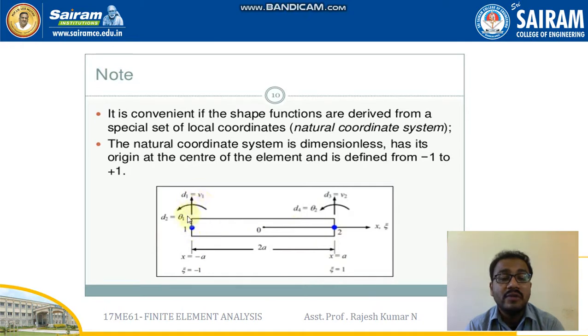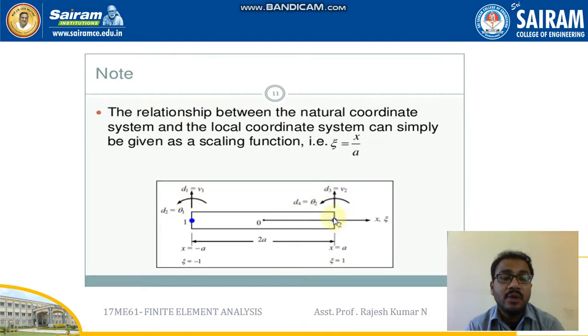So just have a look at this one. Node 1 has v1, theta 1, node 2 has v2, theta 2, the length of the beam element is 2a, and in Cartesian coordinates x is equal to -a at node 1 and x is equal to +a at node 2. The natural coordinate zeta is equal to -1 at node 1, and at node 2 zeta is equal to 1. And if you are not comfortable with v1 and theta 1, go with d1, d2 and d3, d4 for node 1 and node 2 respectively. Next, the relationship between the natural coordinate system and the local coordinate system can simply be given as a scaling function.